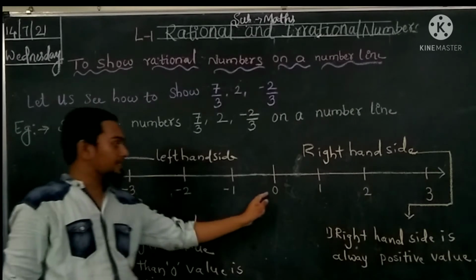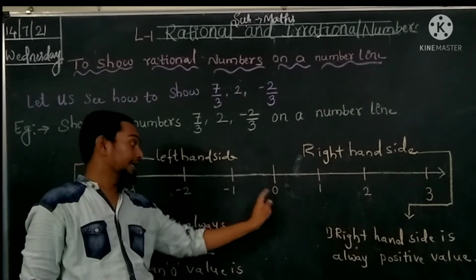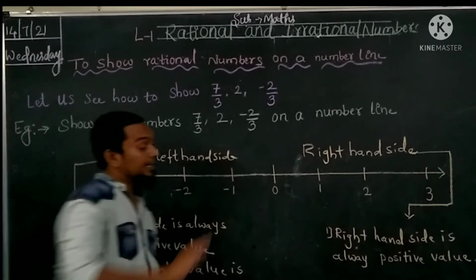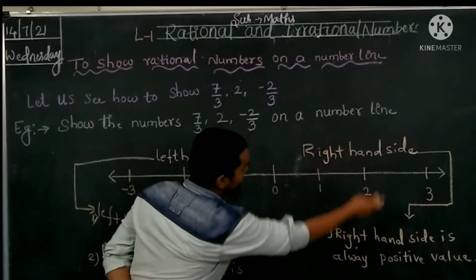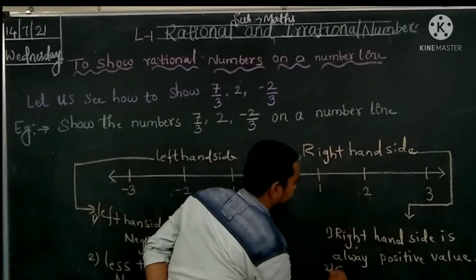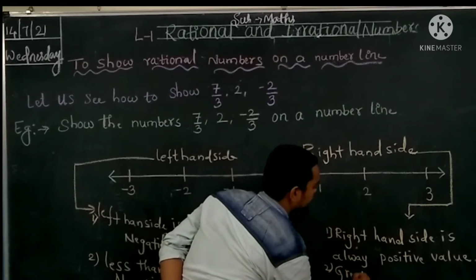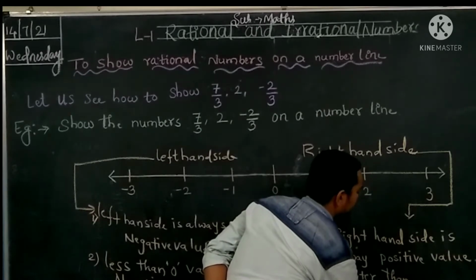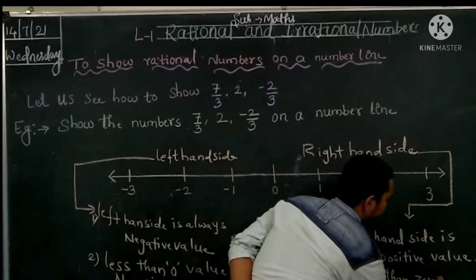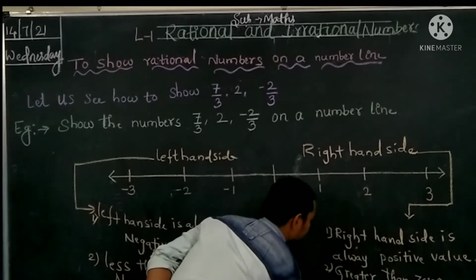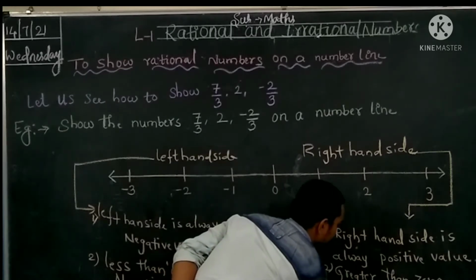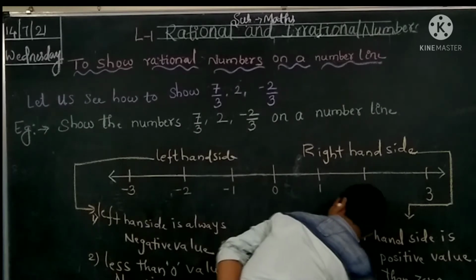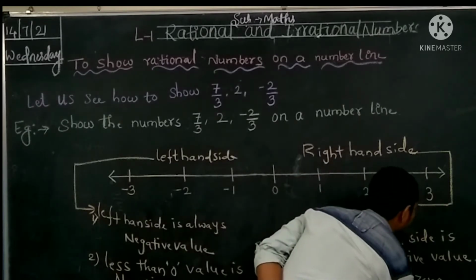Less than 0 value is negative value, and greater than 0 value is positive value.